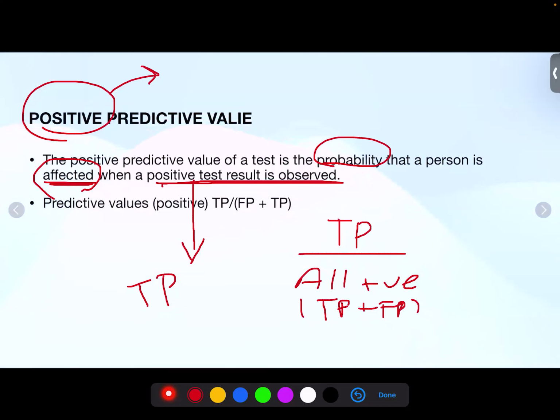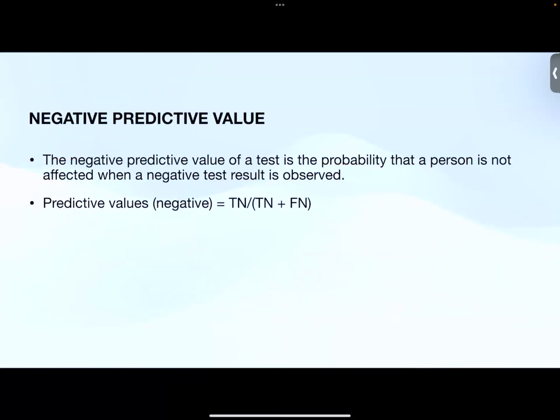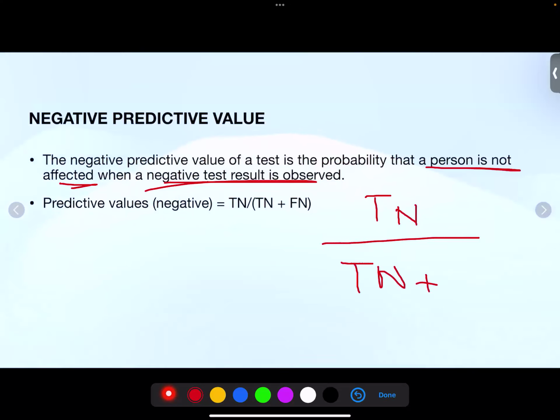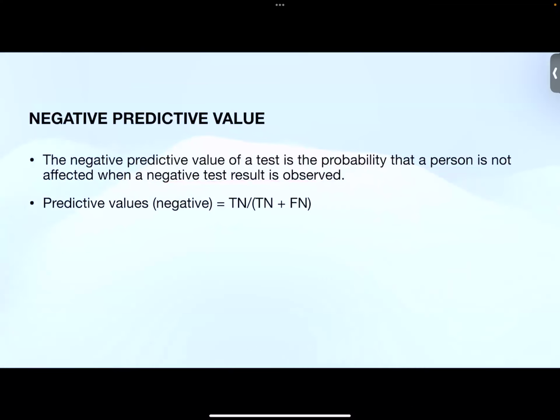So when the positive result is obtained, the test is positive and how many would be affected. So true positive would be more here. Just the opposite of this is negative predictive value. In the negative predictive value, the person is not affected and a negative test is observed. So this is just the opposite of positive. It means true negatives divided by true negative plus false negative, meaning all negatives.